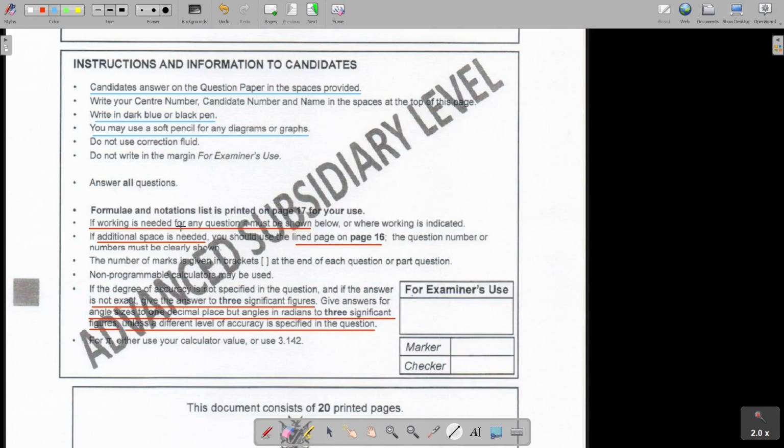If working is needed for any question, it must be shown below, or where working is indicated. This is very, very important. I want to read you from the report again. It should be noted that the emphasis in AS is more on the method and the mathematical process than on the final solution. So complete methods should be shown at all times. If you just write the answer, you will get no marks. You must show the method, how you come to the answer. Okay, so let's just go on.